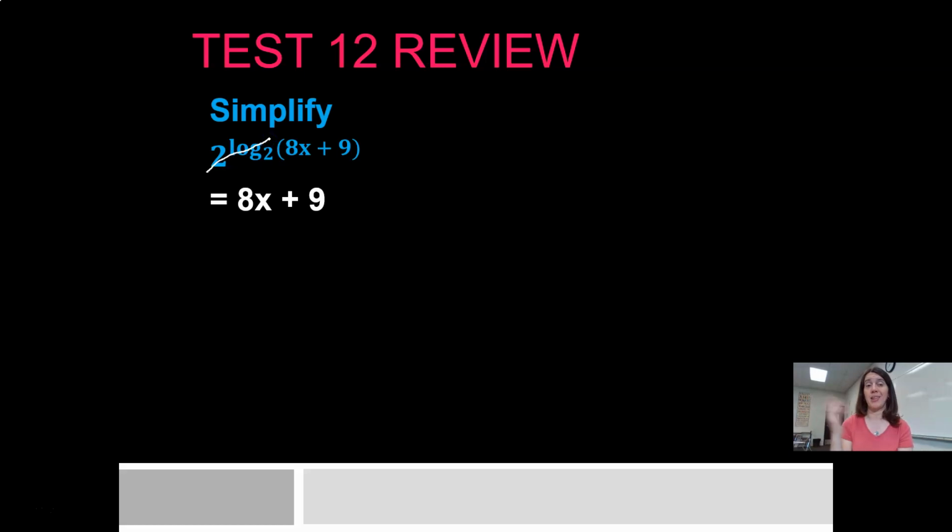And what are we left with? The 8x plus 9. So no work that we have to do there. We just need to recognize that we have matching bases. If we have matching bases, we ignore them, and the answer is the other part that you have in the question. So for two problems like that, I think one example is sufficient because you just need to ignore a certain piece and then give the other part as your final answer.